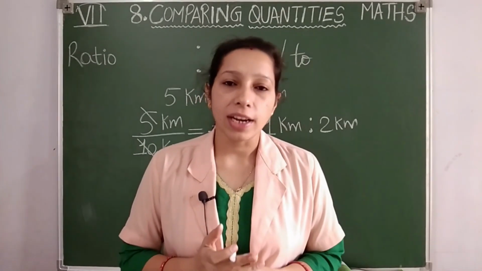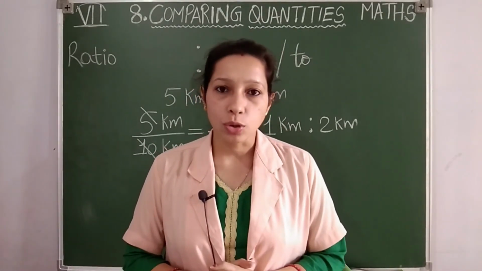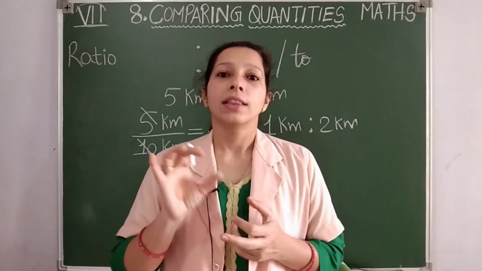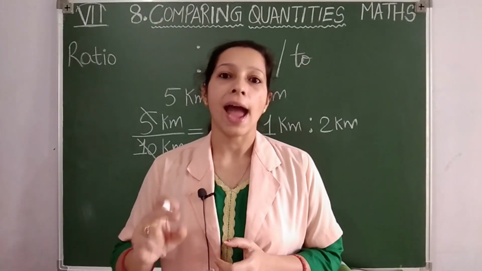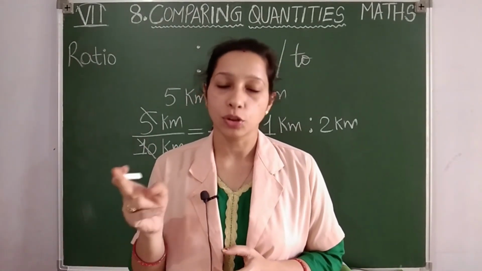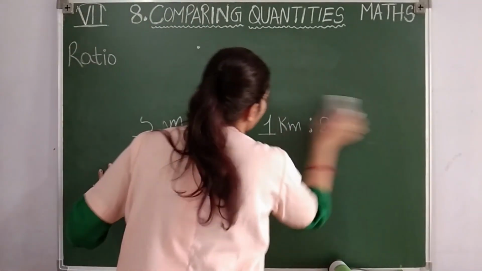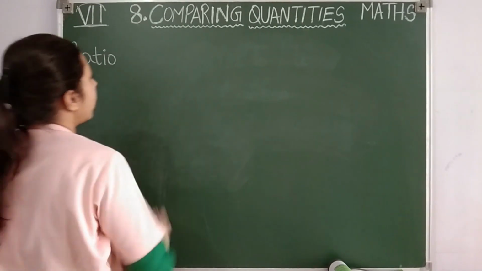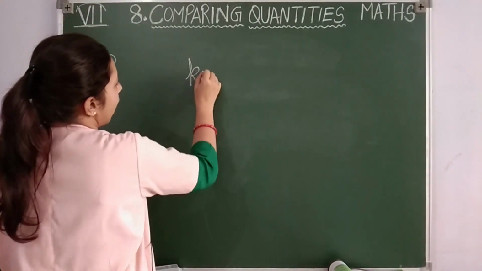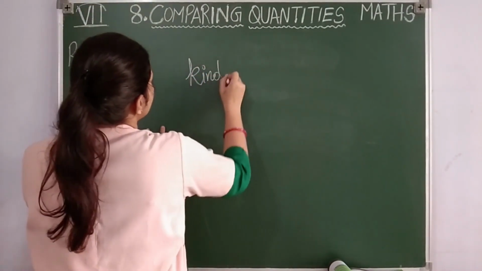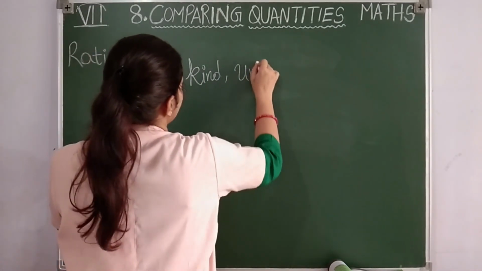Okay, now for ratio you have to remember two most important things. You can easily find ratio between any quantities, but students, those quantities should be of the same kind and the units for both the quantities should be the same. So always remember, for ratio the quantities should be of the same kind and second, they should have the same unit.